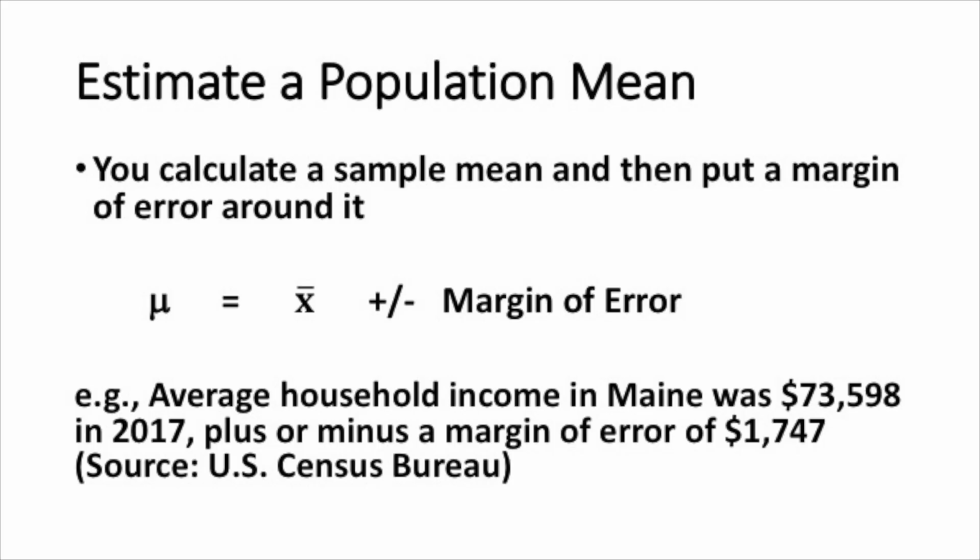The practice of statistical inference involves using information from a sample to say something about a population. A common application of statistical inference is using information from a sample to estimate a population mean value. So to do this, you first calculate a sample mean value, and then you put a margin of error around that sample mean that you calculated.